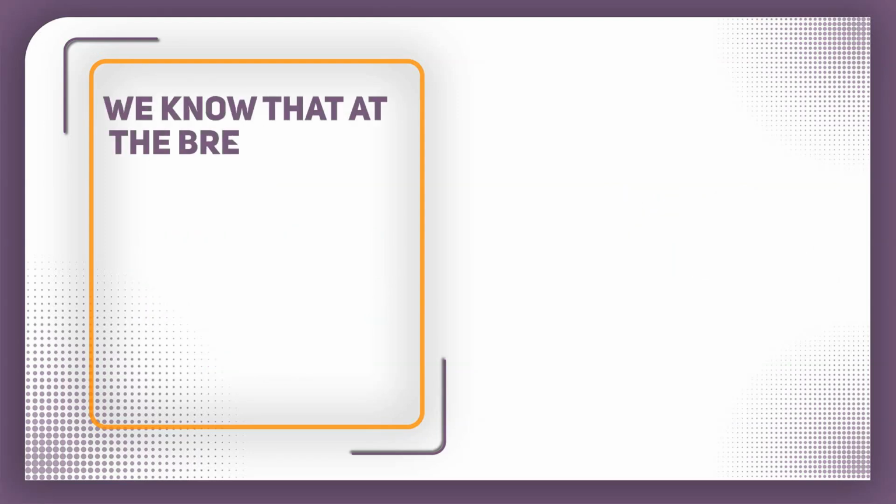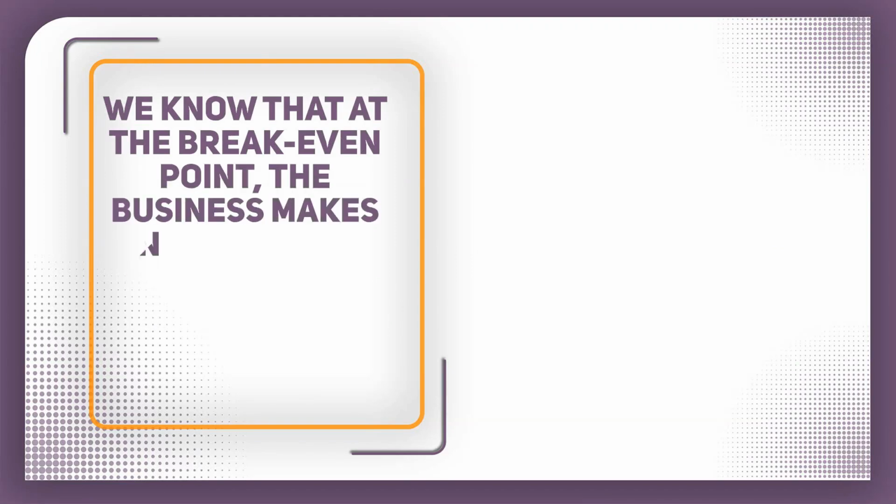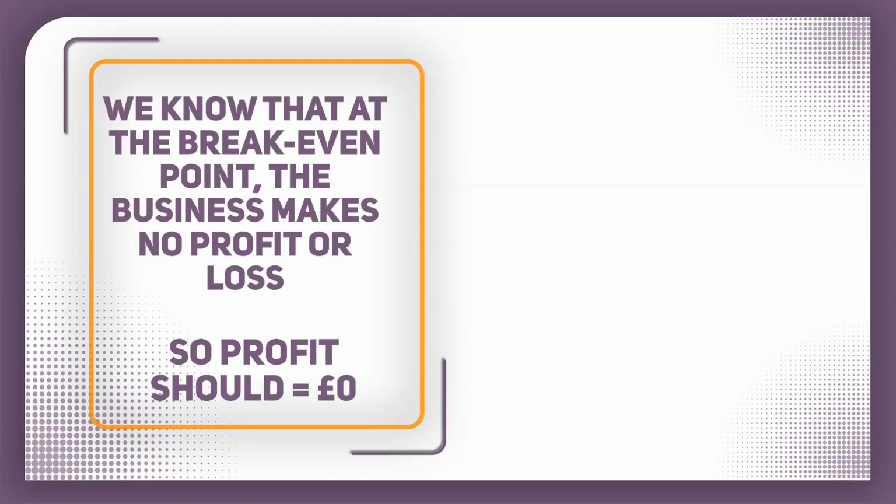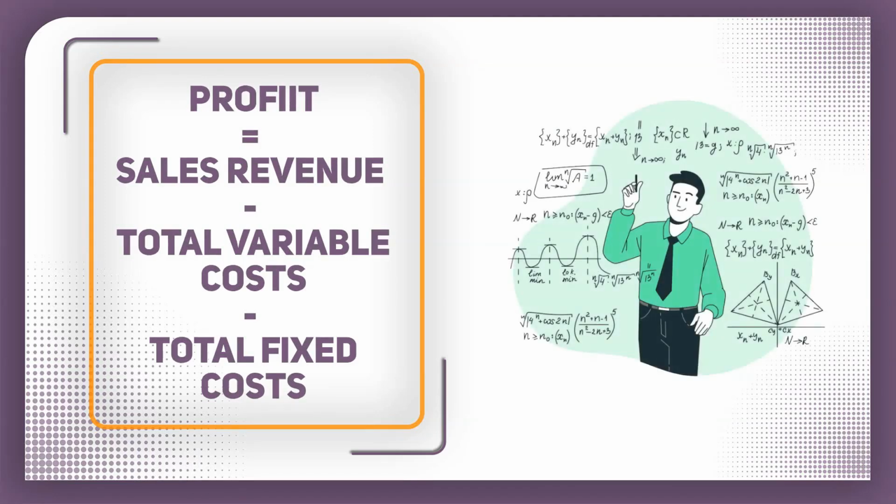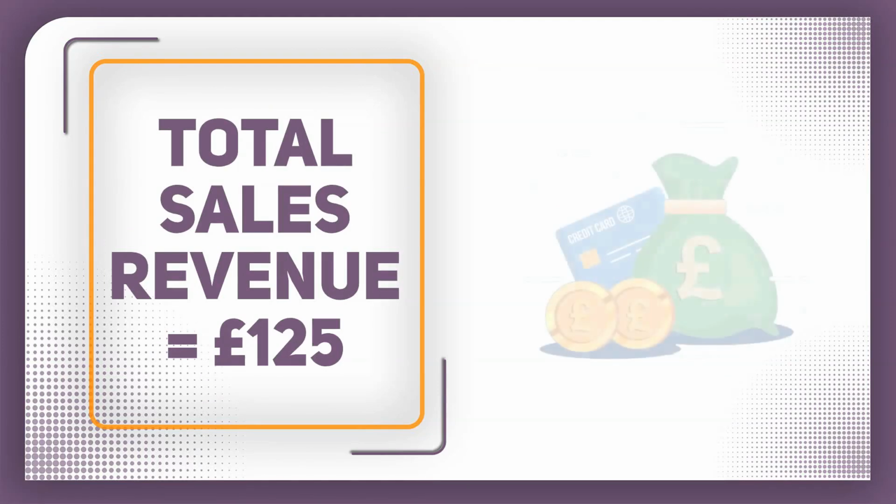You can also use this information to check your answer. We know that at the break-even point, the business makes no profit and they make no loss, so the profit should be £0. We also know that profit is calculated as sales revenue minus total variable costs minus total fixed costs. We've just worked out that the total sales revenue equals £125.